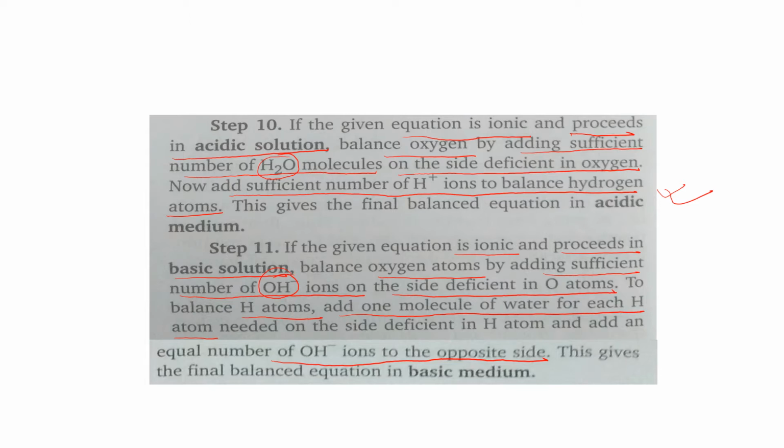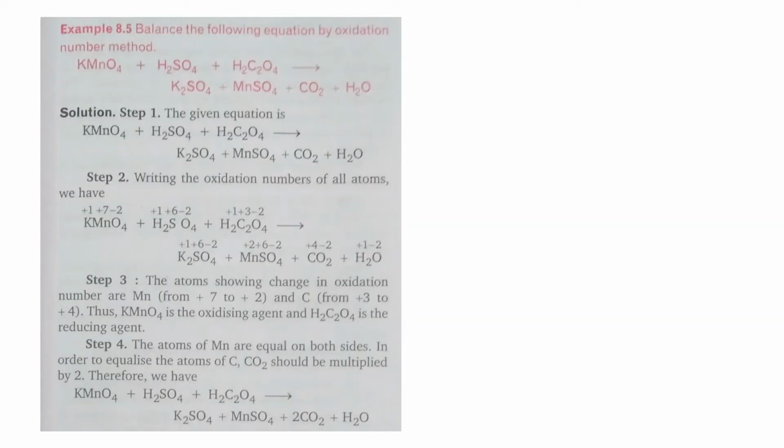Okay, have you understood? So let us see how a chemical reaction is balanced with the help of these steps. Now this is question 1. Balance the following equation by oxidation number method.